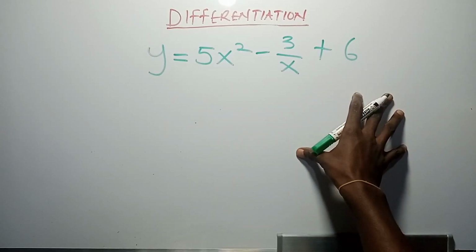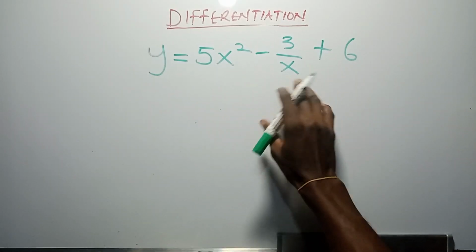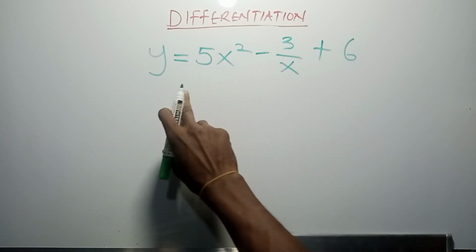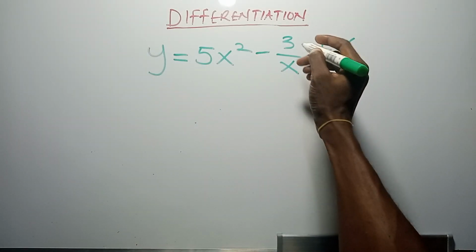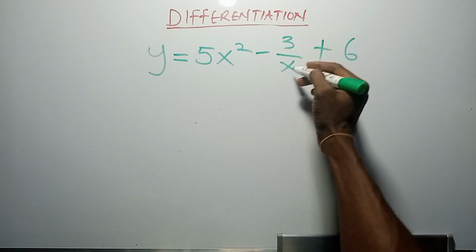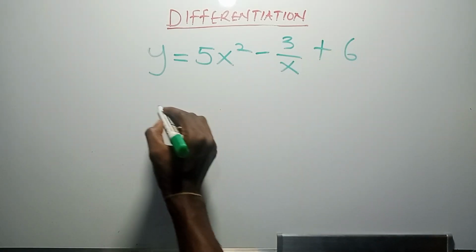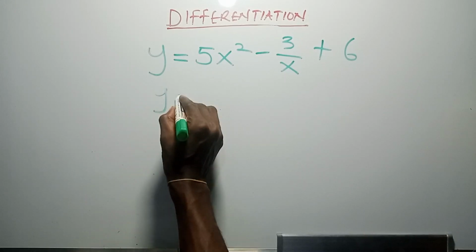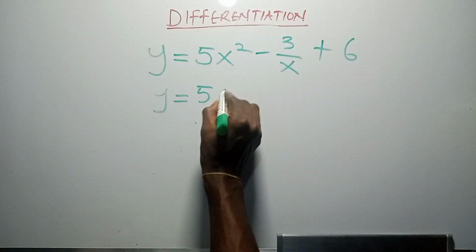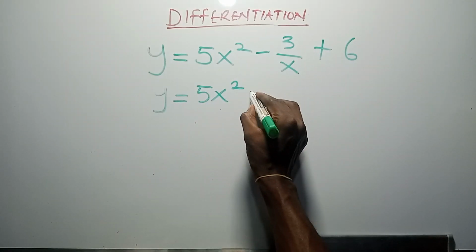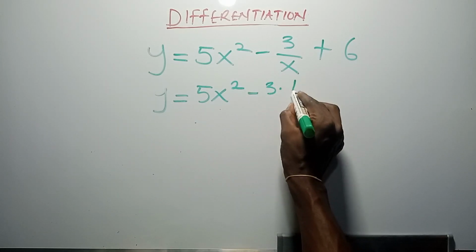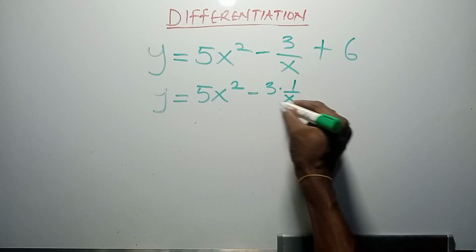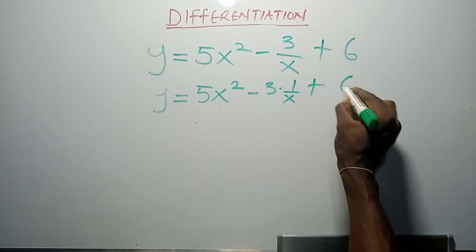Here is another problem, and one of the terms here is a fraction. So the first thing you have to do is to get rid of the dividing line and try to make this fraction very, very linear. This is what I mean. We get that y is equal to 5x squared minus 3 times 1 all over x. It is still the same thing, plus 6.